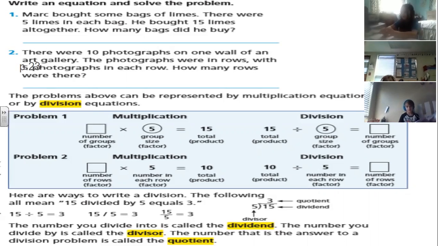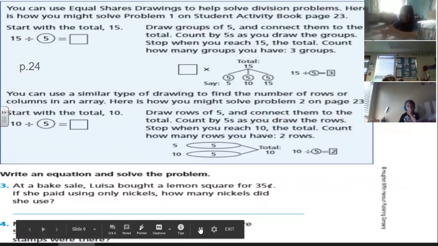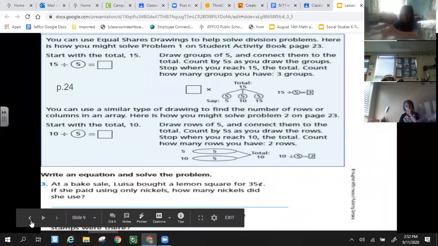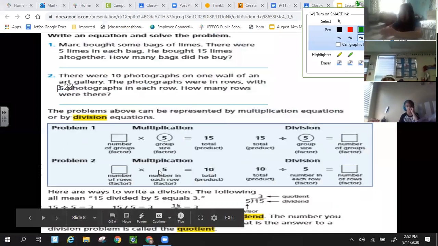So here's what's happening, right? We know that he has 15 limes. Now this is going to work. Oops. All right. Give me a second. My Smart Ink went off, so now we're back.